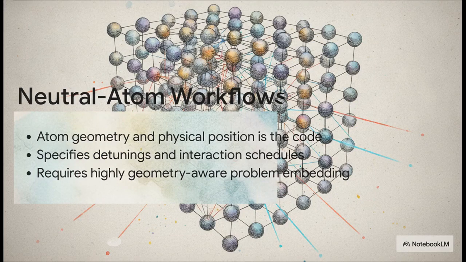A perfect example of this in action is a neutral atom array, like the ones you can access on Amazon Bracket. In these specific workflows, the physical position and geometry of the atoms literally is the program. Instead of gates, your software specifies laser detunings, amplitudes, and interaction schedules. You're basically playing 3D Tetris with individual atoms, arranging them in physical space so they perfectly mirror the exact structure of the optimization problem you're trying to solve. It absolutely requires incredibly geometry-aware problem embedding.